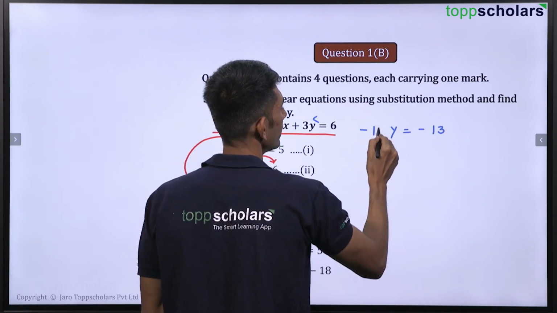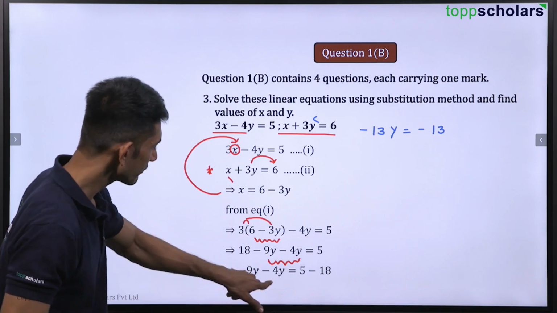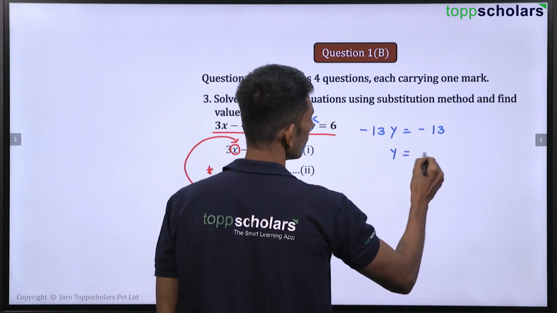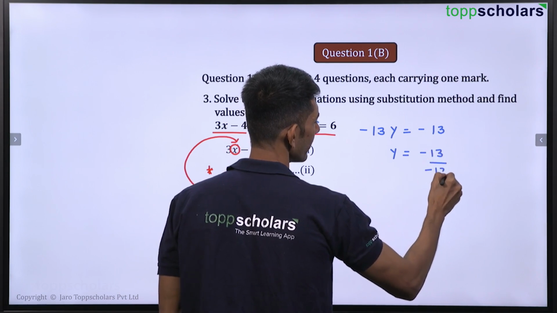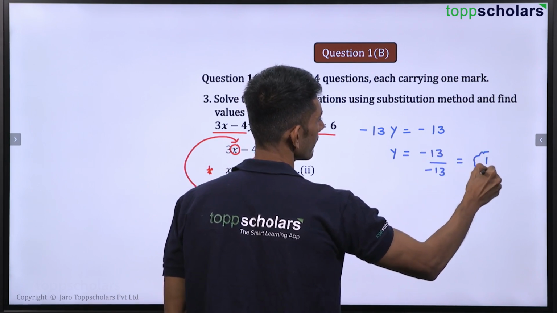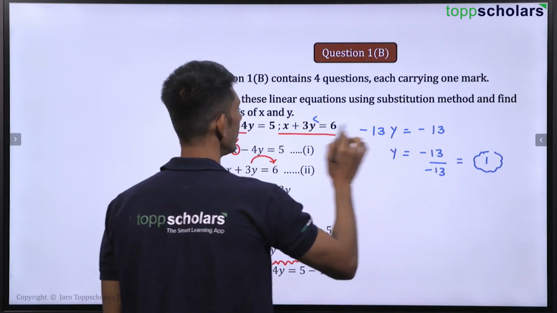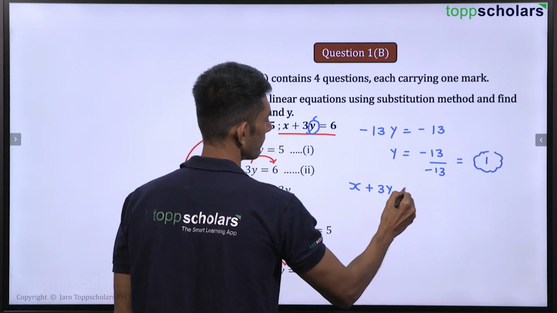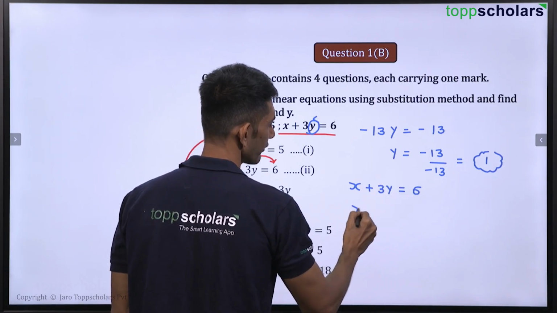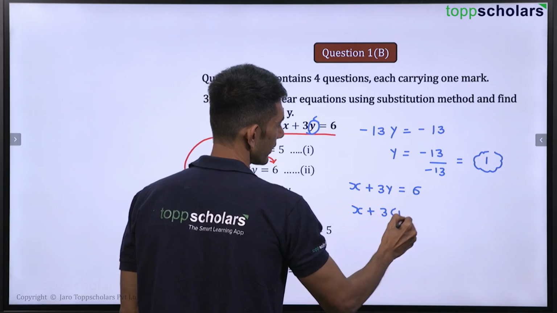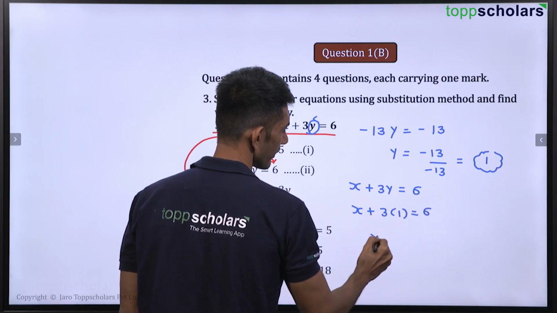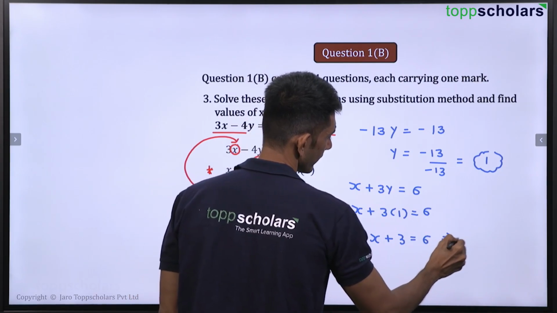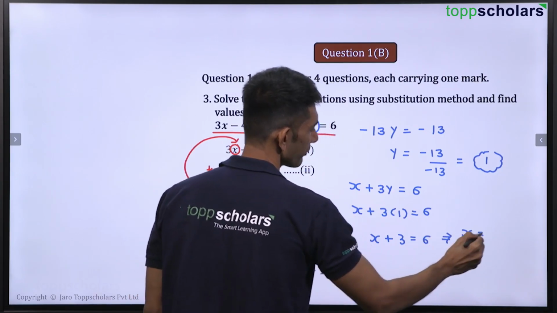This becomes minus 13y, right? This becomes minus 13y is equal to minus 13. So y will be equal to minus 13 divided by minus 13, that is equal to 1. Once you get the value of y as 1, we put it over here. Y is 1. So x plus 3 into 1 is equal to 6. So x plus 3 is equal to 6. So x will be equal to 6 minus 3, that is 3.